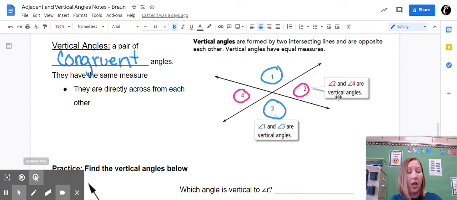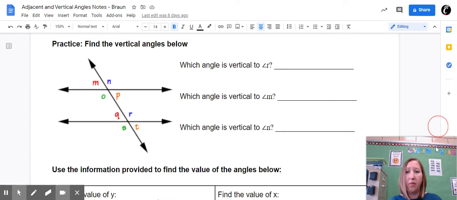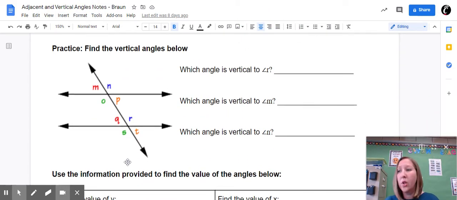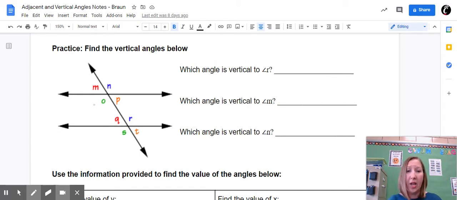All right. When we are working with vertical angles, we're going to find the measures. So we're going to practice this a little bit, and I'm going to keep changing colors just so it's kind of easier to see. It says which angle is vertical to angle R. So first I want to look at angle R, which is this right here.